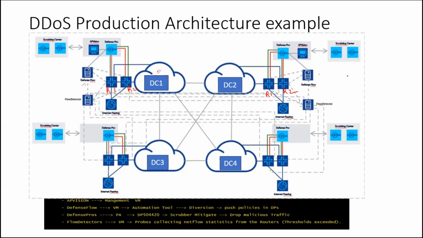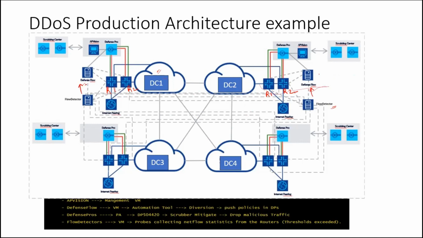So the defense flow cluster is configured to use this flow detector as the attack detector. The flow detector receives the net flow from all the routers in all the data centers, and it signals the attack to the defense flow.